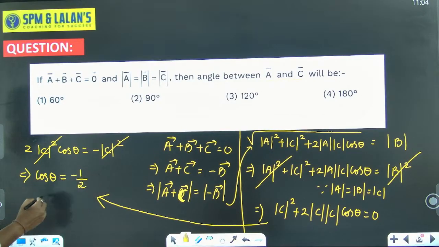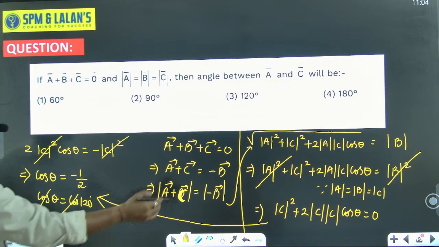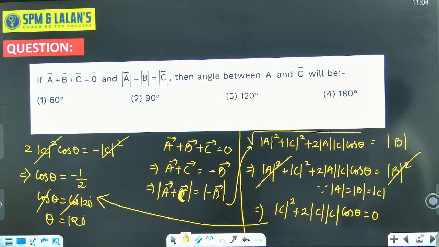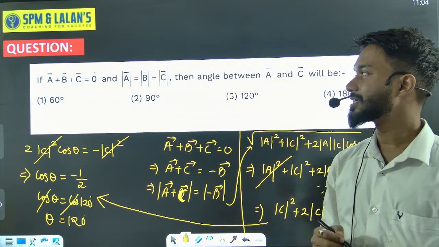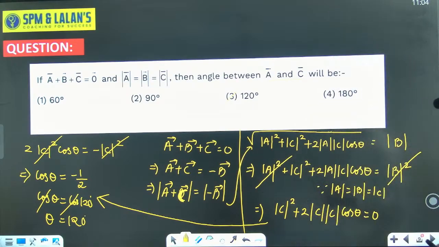Cos theta minus half means cos theta equal to cos 120 degree. So theta value will be how much? Theta value is 120 degree. Answer will be option number 3. Okay. If all the magnitudes are equal, we got one point: if resultant of two unit vectors is another unit vector, then the angle between them is 120 degree. We can remember that line as well.